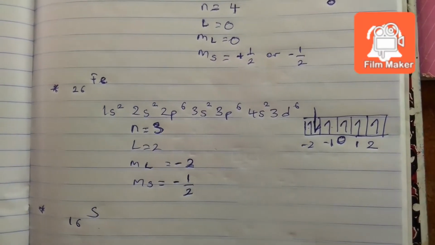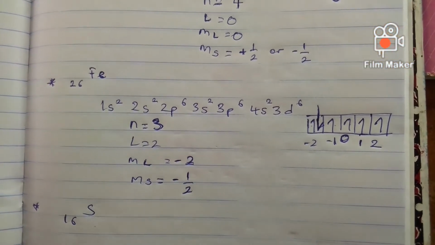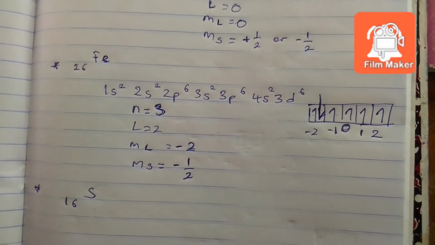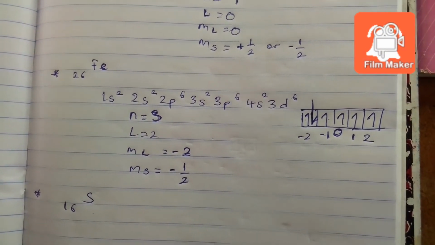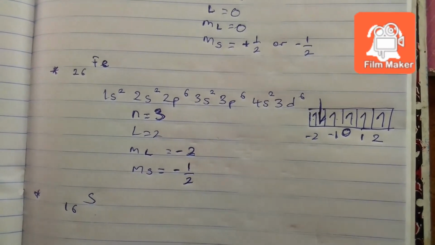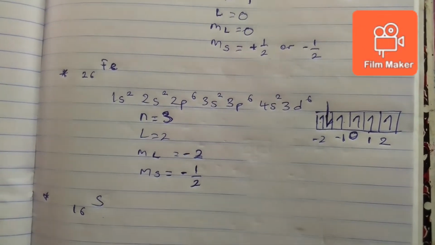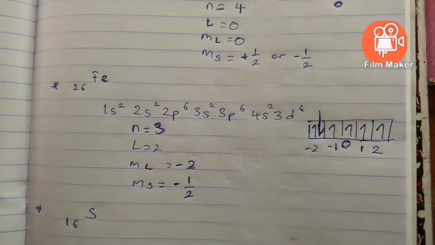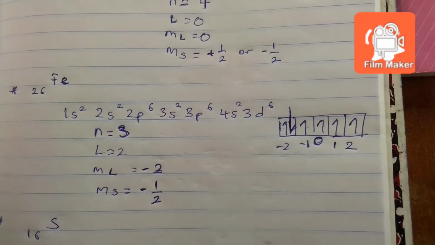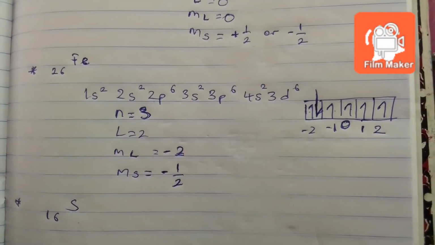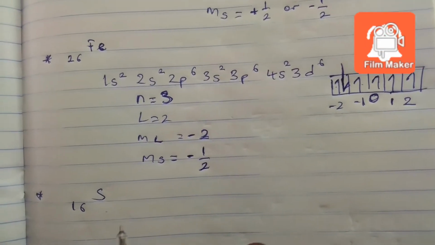Because the ms, which is the spin quantum number, can only have 2 values. It's either you have minus 1 over 2 or plus 1 over 2. Those are the 2 possible values for the spin quantum number, which is the ms. So we are through with that. So let's move to the sulfur, which is the third one.